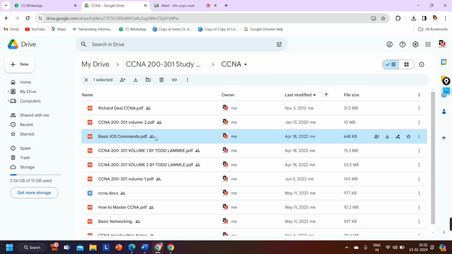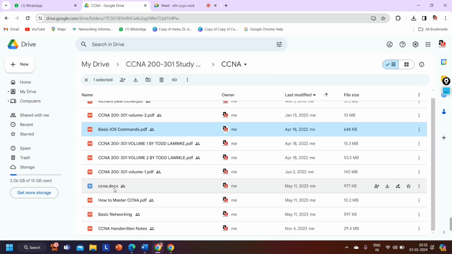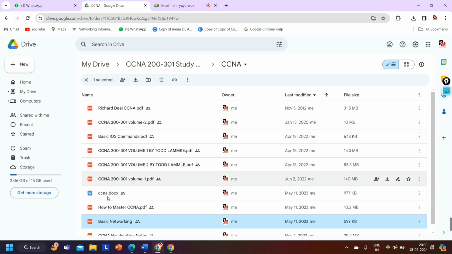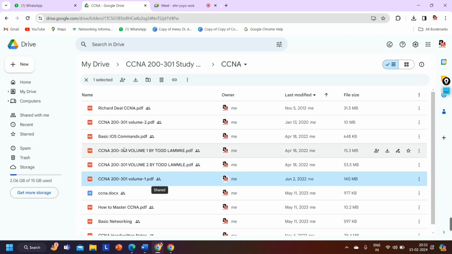This one, basic IOS commands and CCNA docs. If you want, you can download How to Master CCNA, and this one also, basic networking. This is also important. Fine. Then guys, after some time, you can download this one, CCNA volume 1, CCNA volume 2. But maybe now if you start reading this book, it will be complicated for you to understand. Now till here, any question?